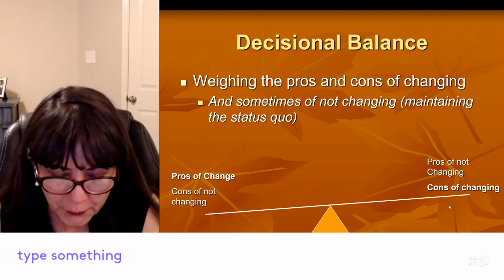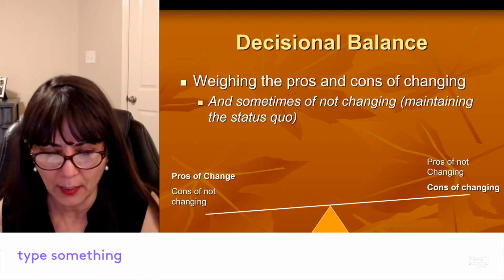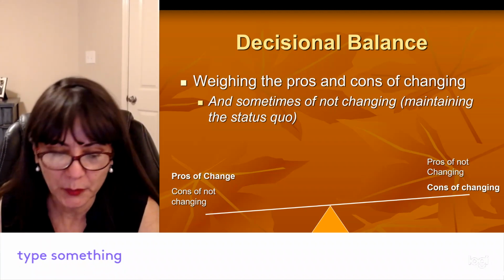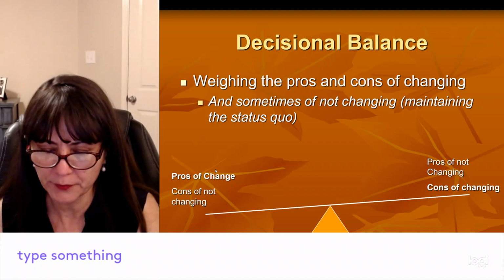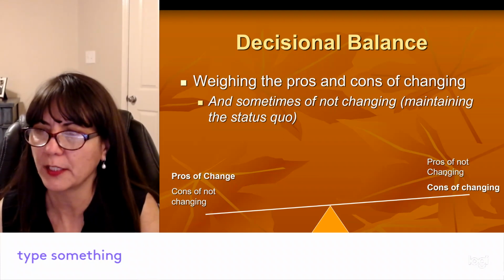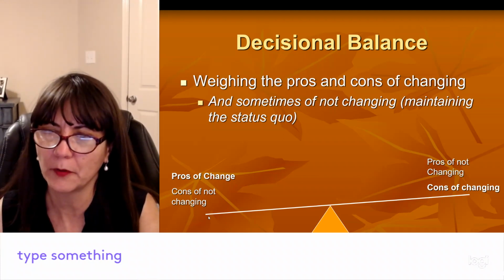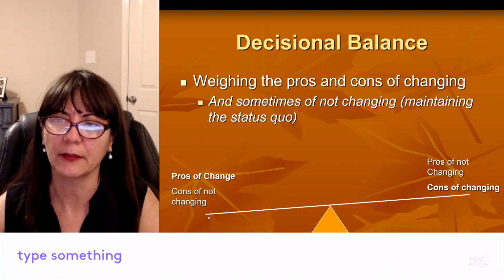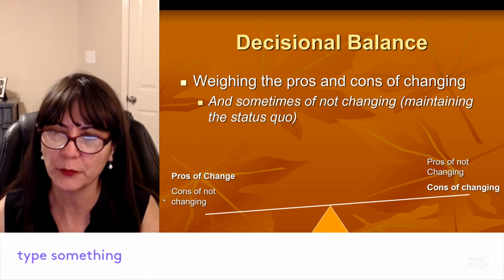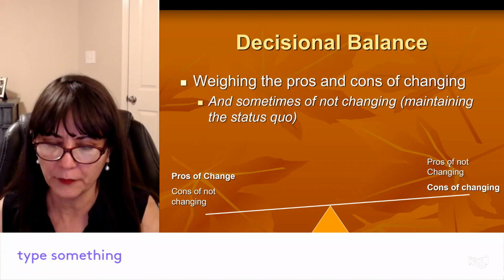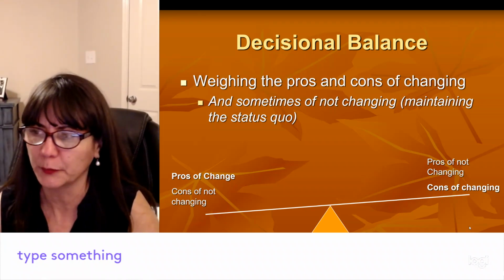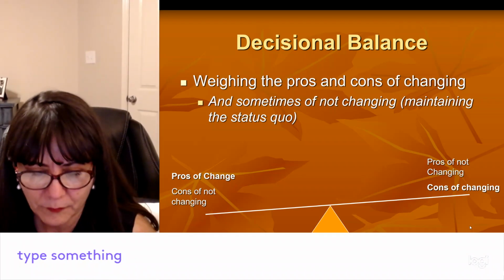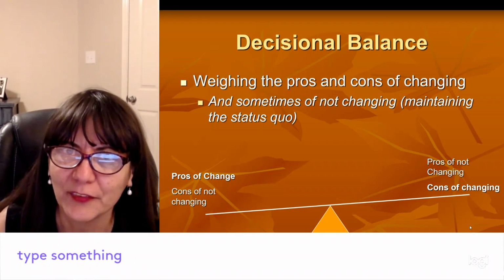So in order to move from contemplation to action, then you're going to have more pros of changing than cons of changing. Okay, so this has to be more. So it has to be tilted like that, right? There has to be more weight to these things over here than over that. Then these are the ones that will support not changing your behavior in order to move to that action phase.